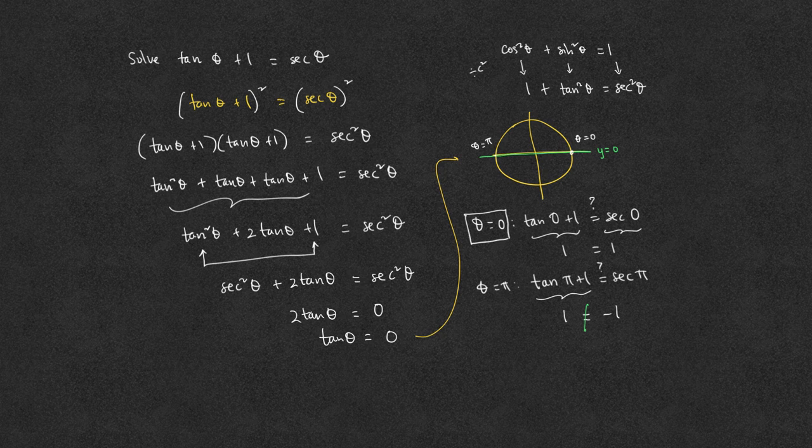We then obtain the general solution. Although tangent of theta has a period of pi, we cannot add pi to this because theta equals pi is not a solution. So theta equals 0 plus 2k pi, or simply 2k pi, where k is an integer.